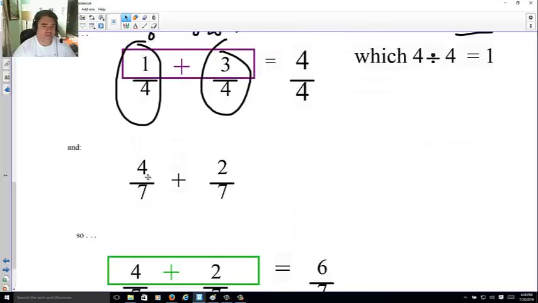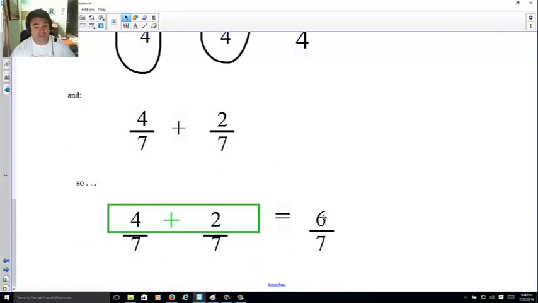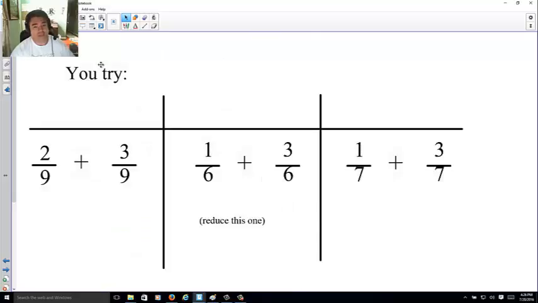This here, 4/7 plus 2/7. 4 plus 2 makes 6, and it's still just being divided by 7. I don't add the 7s. All I'm doing is saying I'm going to divide this by 7, and I'm dividing this by 7. Therefore, when I add them, I'm still just dividing by 7, and 6 divided by 7 could just be 6/7. It's that easy. You try, and for the second one, please reduce.